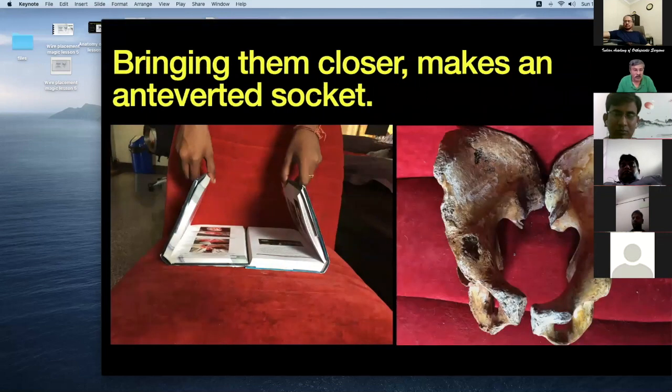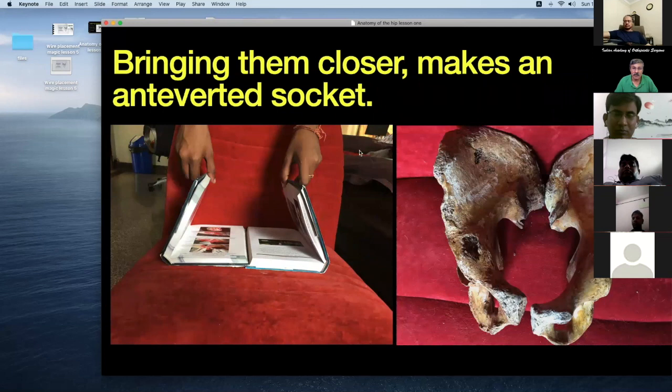If we close the book, what happens? This is now facing the roof, not the floor. This is facing this way. So this is anteverted. I'll repeat the slides again. That is an anteverted acetabulum.